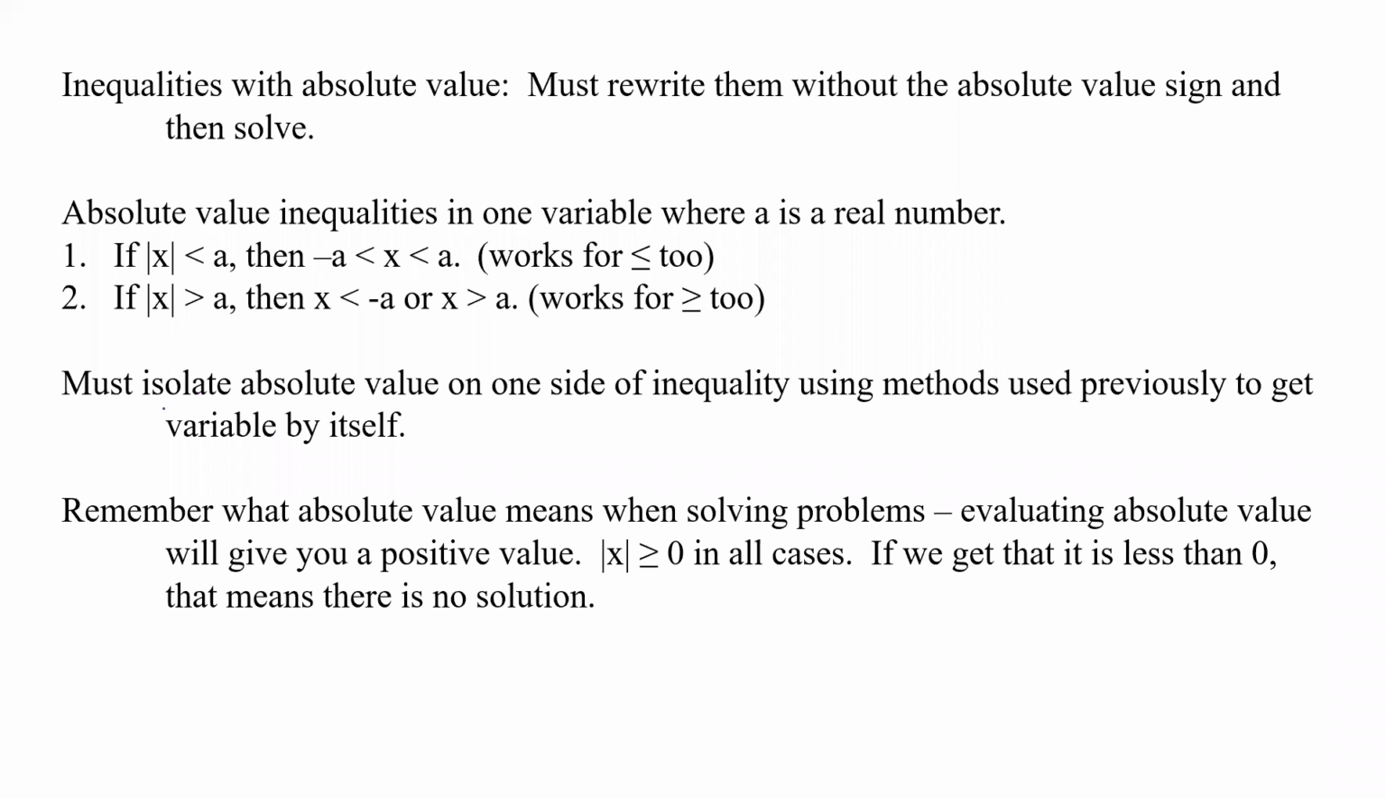All right, so like I said, we have to isolate that absolute value on one side of the inequality using all the things we've done previously, the addition method, etc. And then we get the absolute value with the variable by itself on one side and all the numbers on the other side.